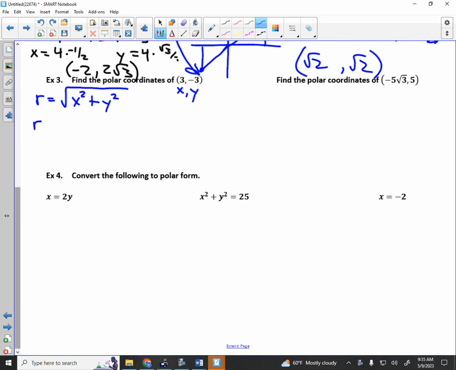So I have r is equal to the square root of, what is x squared? 9, and y squared? 9. So we get r is equal to the square root of 18. Can that be simplified? That's equal to 3 roots of 2.